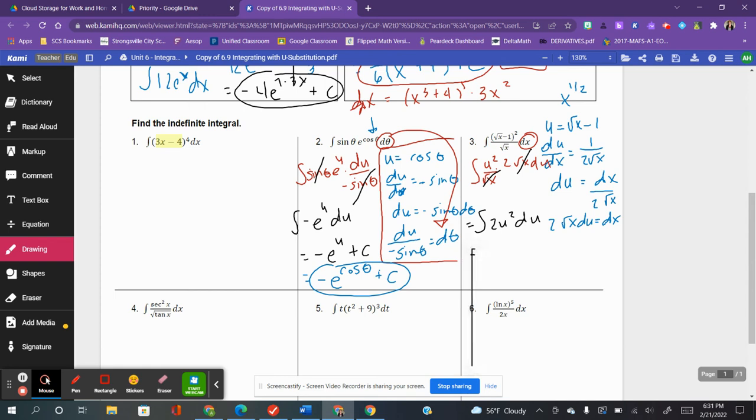And so the antiderivative would be, let's see, 2 comes along for the ride, add 1 to the exponent, and divide by that new exponent, plus c. And then I can go back and replace the u. So I really have 2/3 square root of x minus 1 on the inside, cubed, and then plus c would be my final answer.